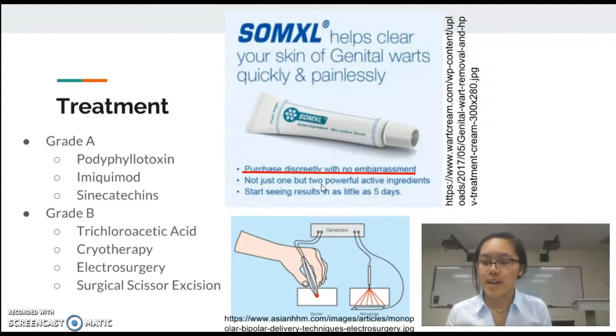It is a purified extract of the podophyllum plant, which binds to cellular microtubules, inhibits mitotic division, and induces necrosis of warts that is maximal 3 to 5 days after administration. This treatment is thought to be safe, effective, and can be self-administered. It is available as a solution, cream, or gel. Another grade A treatment is imiquimod.